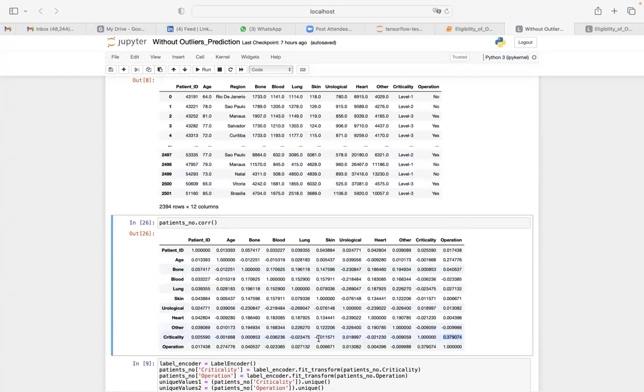But that being said, when we compare our urological column with operation, the correlation is 1% basically here. So my question to you guys is whether it will have a huge impact on our prediction or not. Is it worth spending a lot of time on it or not?